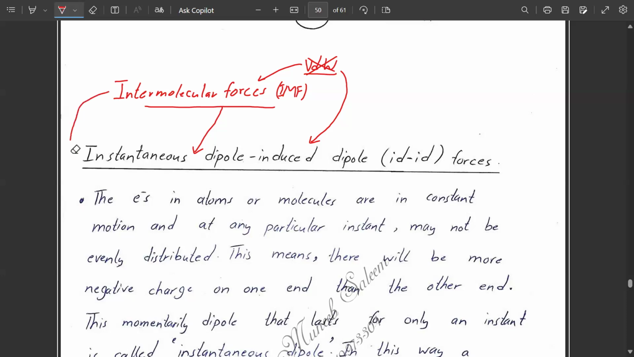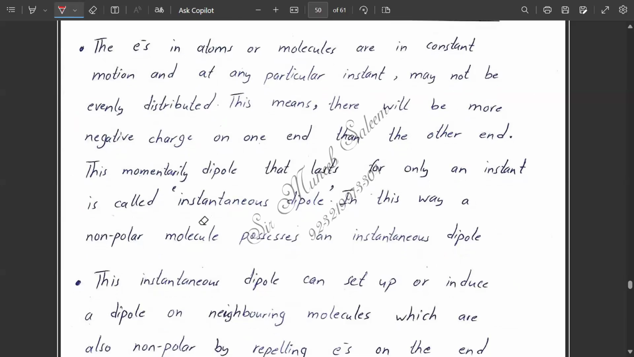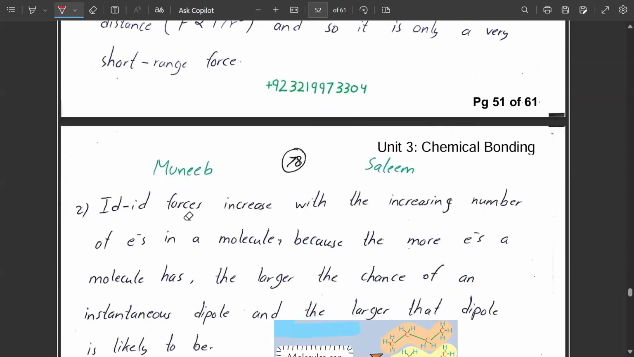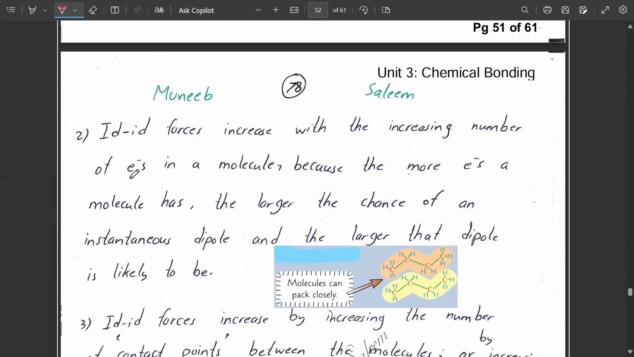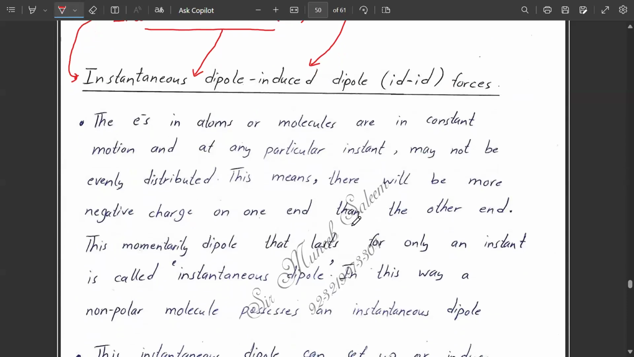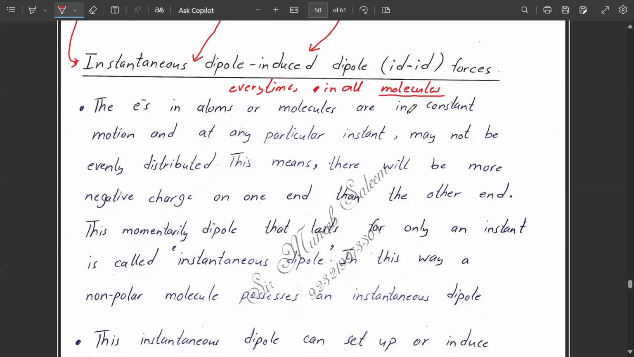Anyways, intermolecular forces have 3 types. One is the instantaneous dipole forces, the other one is the dipole forces, and the third one is hydrogen bonding. So first one, instantaneous dipole forces. Now, these are the type of forces which are present every time in all types of molecules. I'm using the word molecules, so be mindful about the word molecules. So these are present every time. Now, how are they present and how are they created?